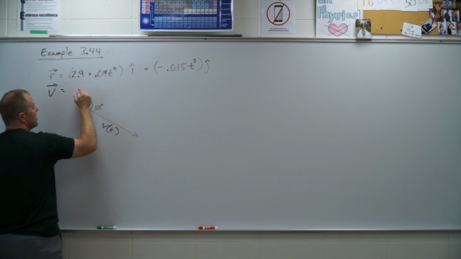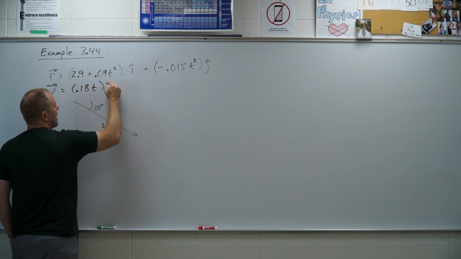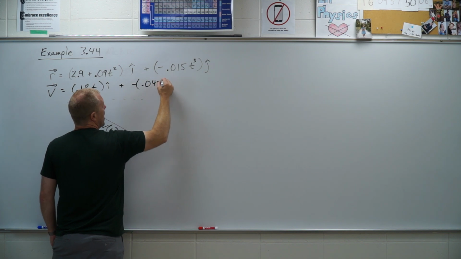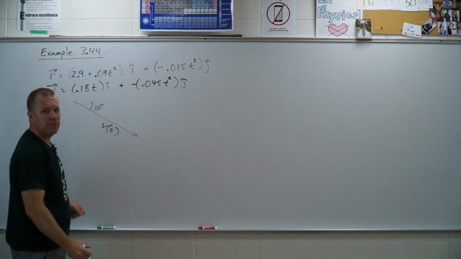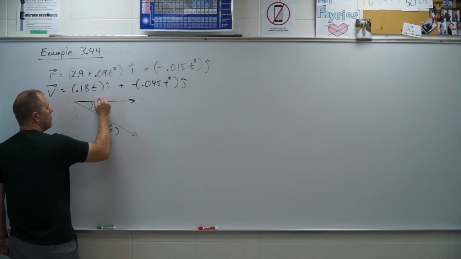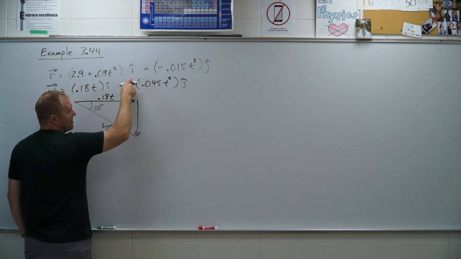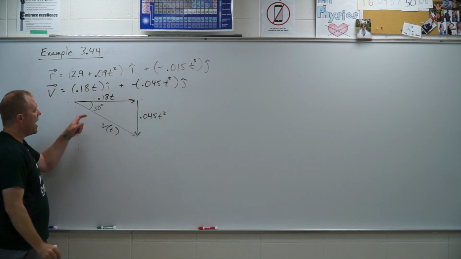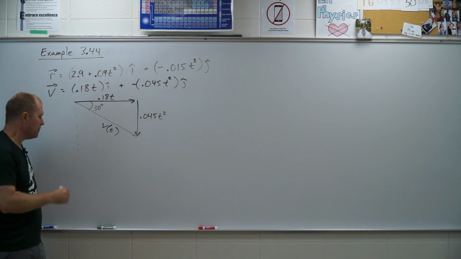So taking the derivative here, we get 0.18t, that's in my i hat direction, plus negative 0.045t squared, and that's in my j hat direction. And that's going to be in meters per second with time in seconds. And so what I know then is that this i hat component, my 0.18t, and my other component, my negative 0.045t squared, they have to be such that the time produces a 30-degree angle.